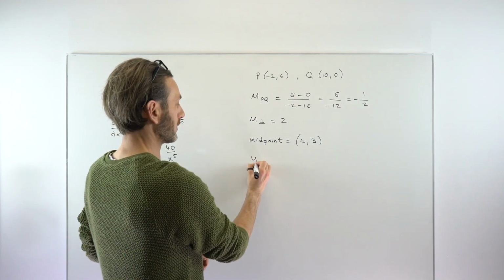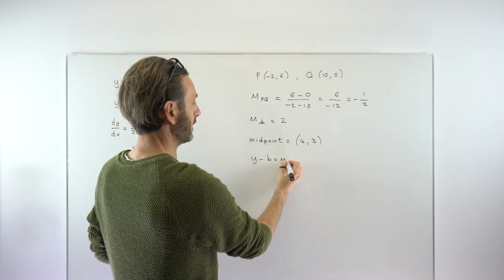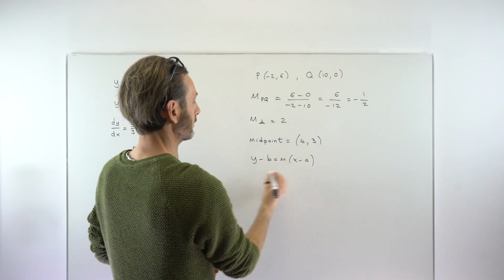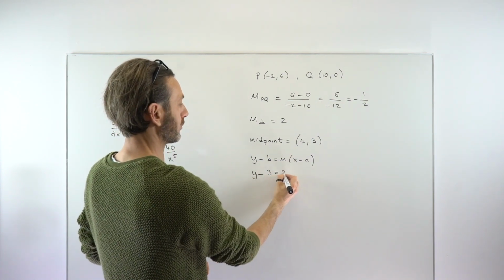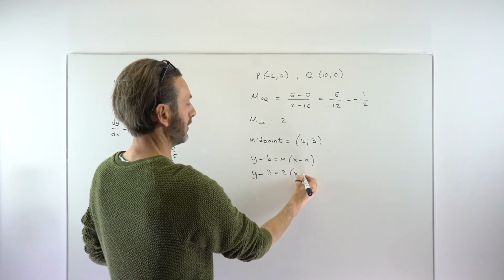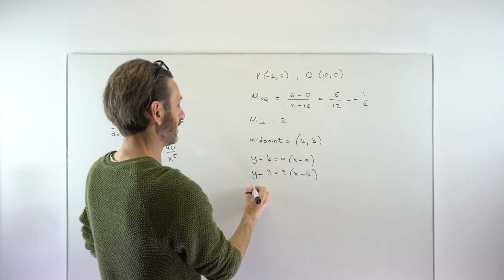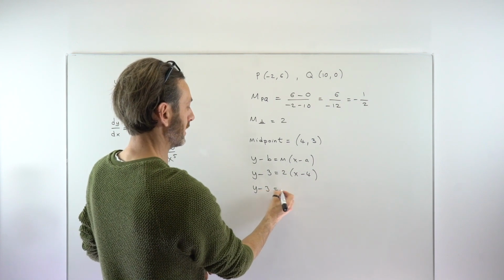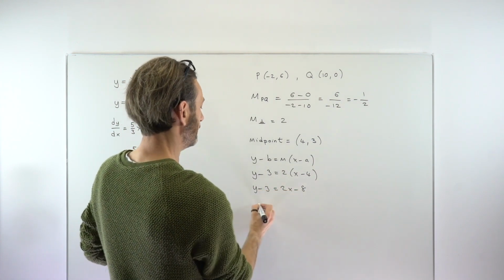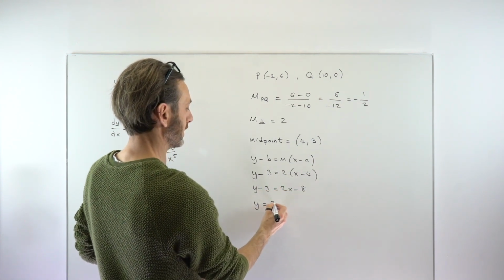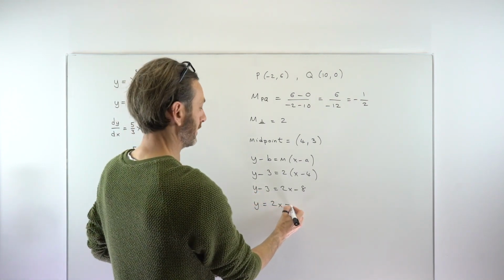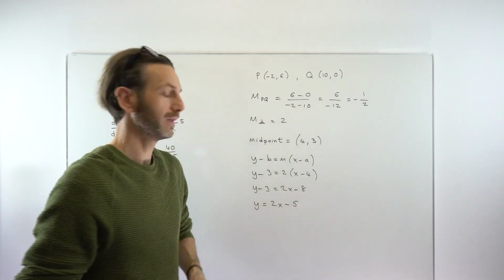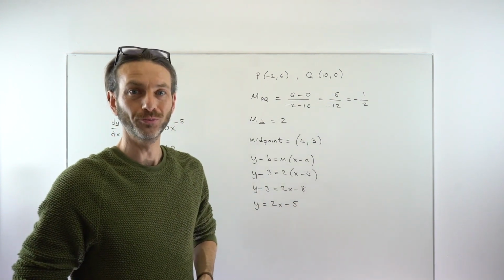Now we can use the straight line equation, y minus b equals m(x minus a), and just plug in our values. So we get y minus the b value, which is 3, equals the gradient 2, times x minus the a value, which is 4, and then just tidying up the algebra. So y minus 3 equals 2x minus 8, giving us a final answer of y equals 2x. Add in the 3 to both sides, so minus 8 plus 3 is minus 5. That's the final answer for question 2.